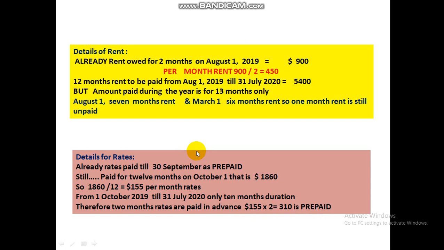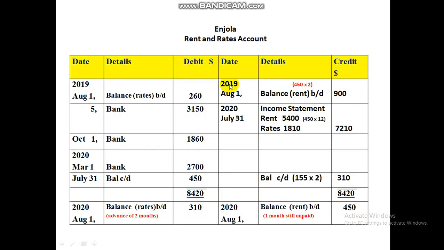Let's have a look at the ledger account which is required in the question. Opening balances are already given in the question, 260 for the rates and 900 on the credit side for the rent. We had seen that 3 payments are given to us. On August 1, 3150 was paid. It will come on the debit side, because rent and rates is an expense account, it will be debited. The bank is again showing a payment of 1860 on October 1. On March 1, the payment of 2700 is shown.